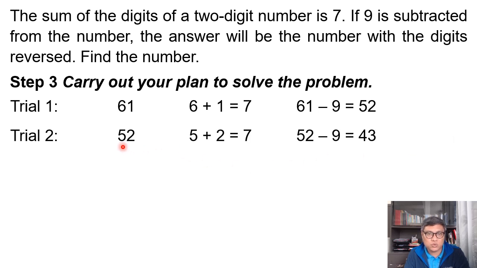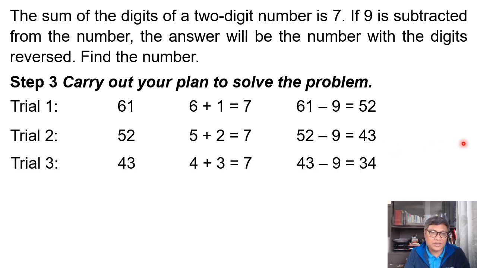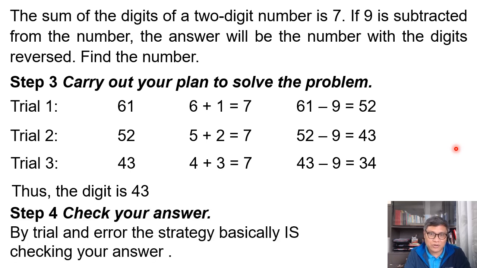Then I have 52. Again, 5 plus 2 is 7. 52 minus 9 is 43. And of course, the reverse of 52 should be 25. Here we have 43, which is not correct. Then third trial, 43 is our third trial. 4 plus 3 is 7. Then 43 minus 9 is 34. Now here we already know that the reverse of 43 is 34 if we subtract 9 from 43. So there we go. We already found our answer by trial and error.